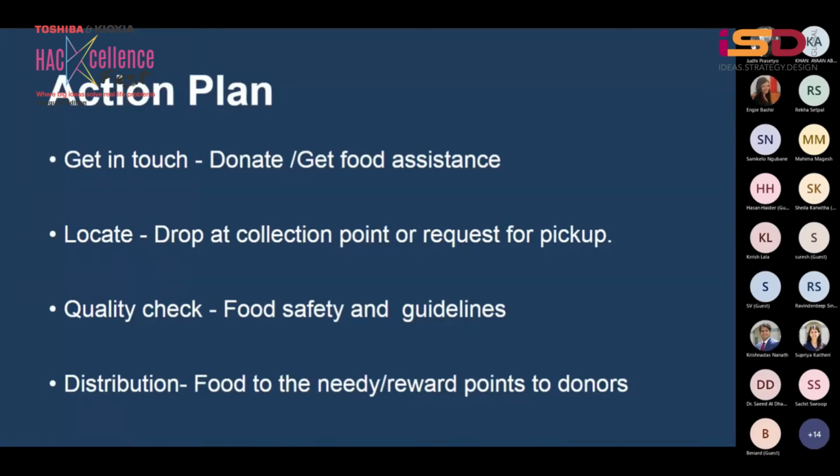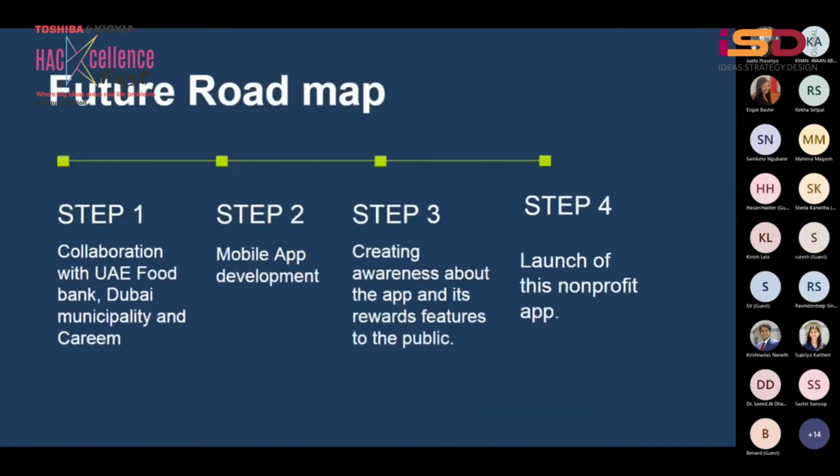Here is the future roadmap. Step 1. Collaborating with UAE Food Bank for the community fridge, which acts as the collection point, Dubai Municipality for food safety and quality services, Kareem for pickup and drop-off services. Step 2. Mobile app development. Step 3. Creating awareness about the app and its reward features to the public through newspapers, social media, television, radio, and in the best possible way. Step 4. Launch of this non-profit app.